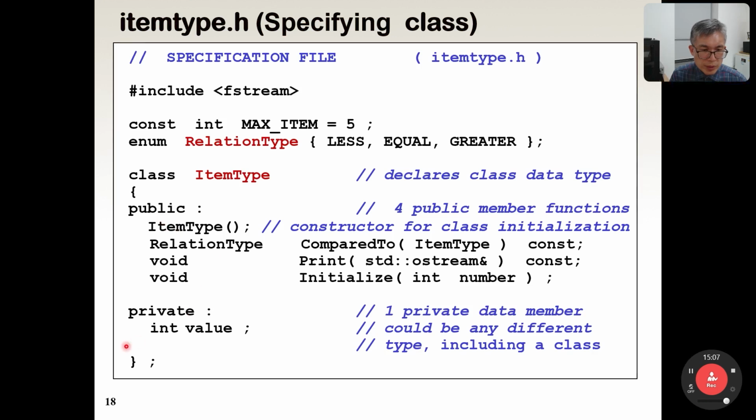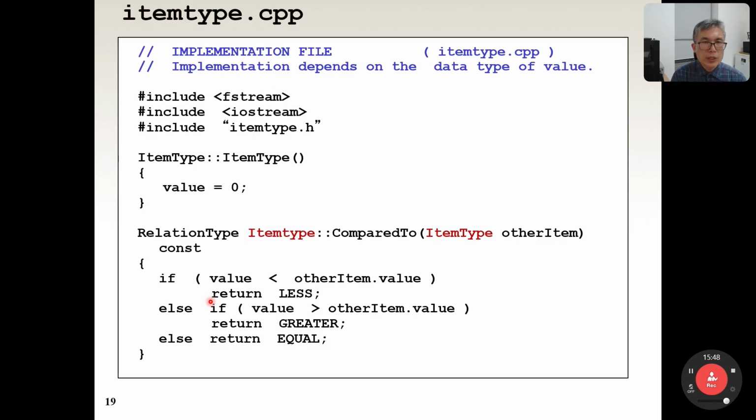So the value is an integer. The public functions include the ItemType constructor for class initialization, and RelationType Compare, a constant function, which means that this function cannot change the member variable value, and Print is for printing out. The standard ostream object is used to print out to the console, and Initialize takes the number as a parameter, and the return type is void.